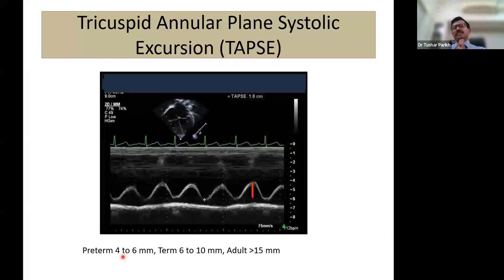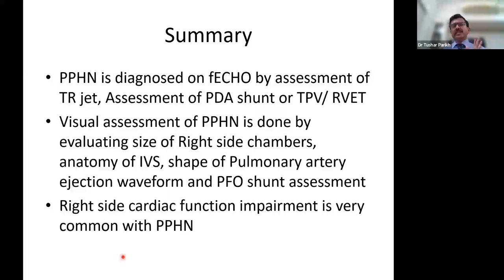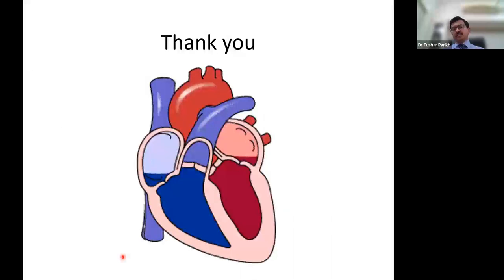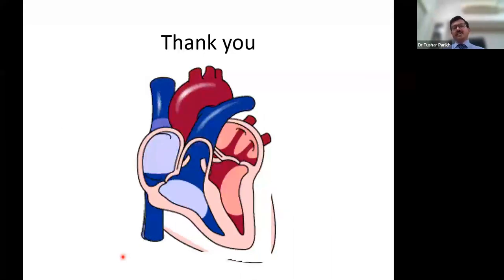So as I said, these were the objectives of our talk, and we will go back again if you want. So those are the things we tried to cover. The summary is: PPHN is diagnosed on functional echo by assessment of TR jet, assessment of PDA shunt, or TPV upon RVT. Visual assessment of PPHN is done by looking at the chamber sizes, the anatomy of the ventricular septum, where we can calculate the eccentricity index, the shape of the pulmonary artery ejection waveform, and the PFO shunt if present. Right sided cardiac dysfunction is very common with PPHN, and we have to take care of that in order to assess pulmonary hypertension properly. So this is all I had to say. If there are any questions, I am happy to take them.